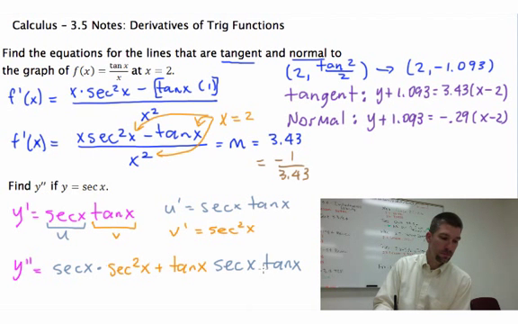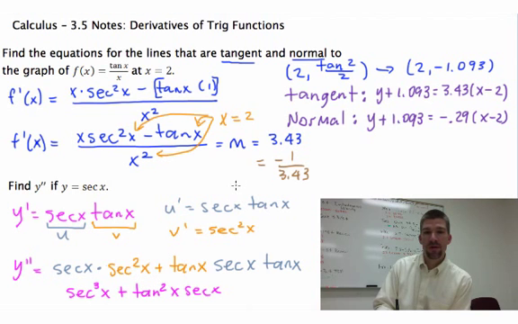Okay? And so when you simplify this all the way down, you're going to end up with secant cubed x plus tan squared x secant x. And this is a good answer. You don't need to stress yourself out and try and simplify that down a lot more either.